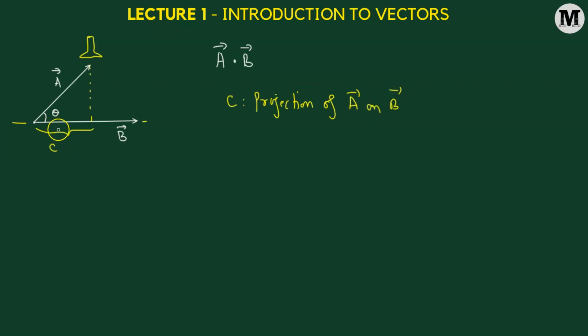This particular length is the projection of vector A on B, and also it's dependent on the angle theta. The smaller the angle theta, the more it's towards 0, then the more will be the projection of vector A along B, and the more theta is towards 90 degrees, the lesser will be the projection. Okay, now here we'll be using a little bit of trigonometry. So clearly we can find out the value of C.